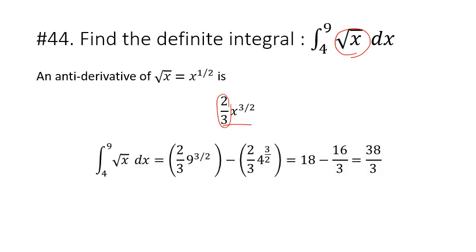In the indefinite case, from here, we plug in the top value 9 minus plug in 4. So the first one is 18, minus the second value, 16/3, put together 38/3. So this is our definite integral.